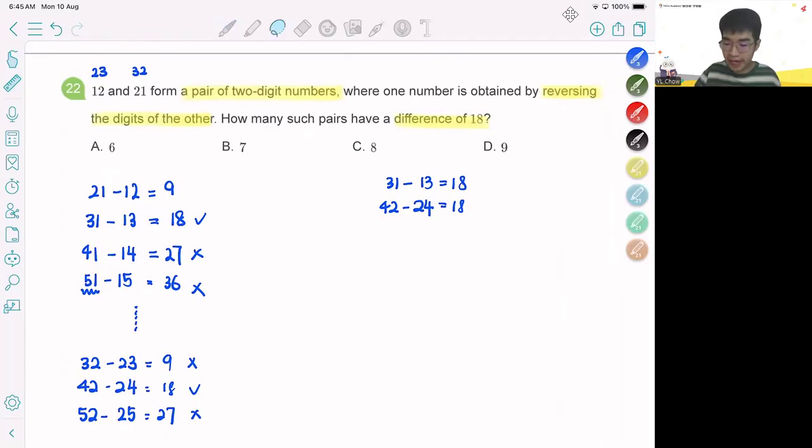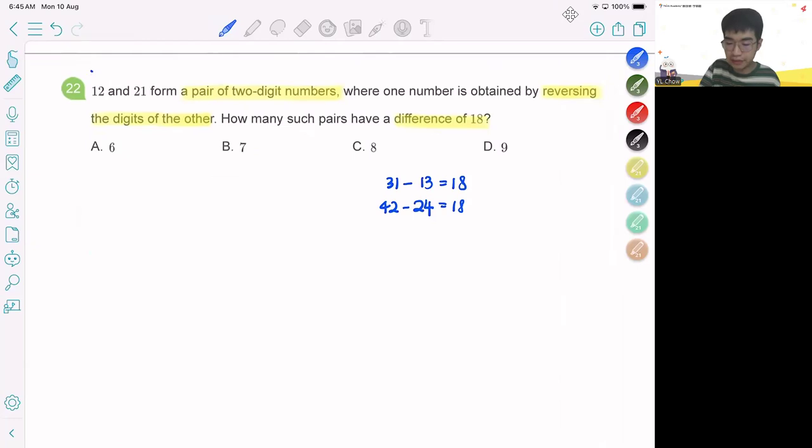Okay, so now let's consider the next case, right? What if our smaller digit is 3? Then we pair up with another digit greater than it. For example, 43 minus 34. Is it possible? Hey, this one gives me 9. Then 53 minus 35 is equal to 18. Oh, we found another case, right? So 53 minus 35 is equal to 18.